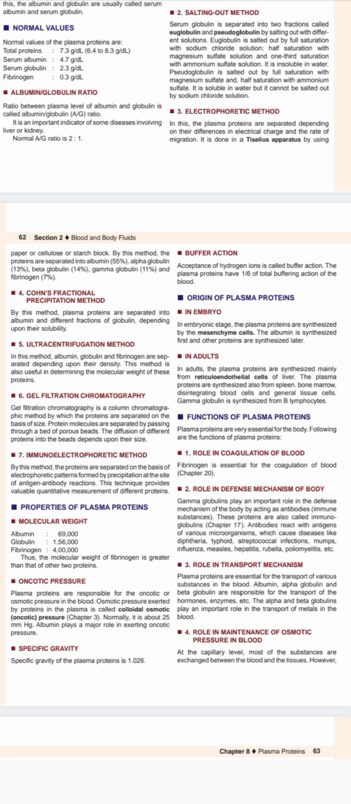And oncotic pressure. Plasma proteins exert oncotic or osmotic pressure in the blood. Normally it is about 25 mmHg. Albumin plays a major role in exerting the oncotic pressure.